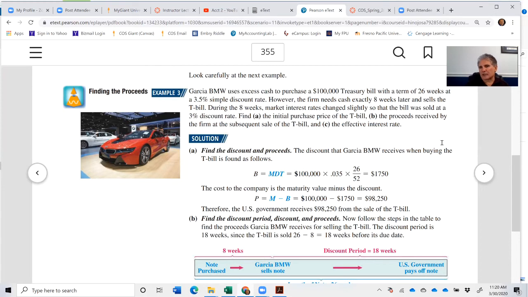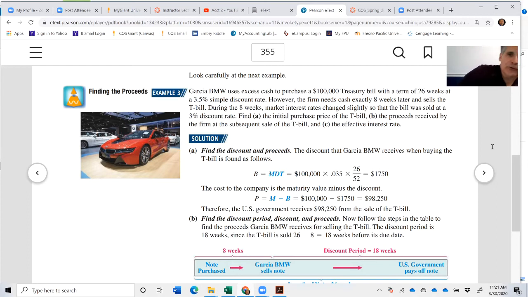That's like half a year or 6 months, but 26 weeks is what we're working with, so we'll go with that. But let's go on and read. However, the firm needs cash exactly 8 weeks later. Whoa, it didn't work out that we can hold off the full 26 weeks. So if we need cash 8 weeks later, we've got to figure, how much time is still remaining? So 26 minus the 8 is going to give us 18 weeks. So 18 weeks are remaining.